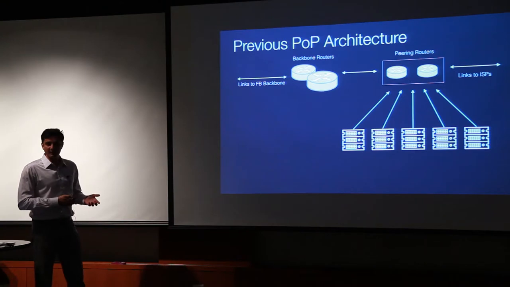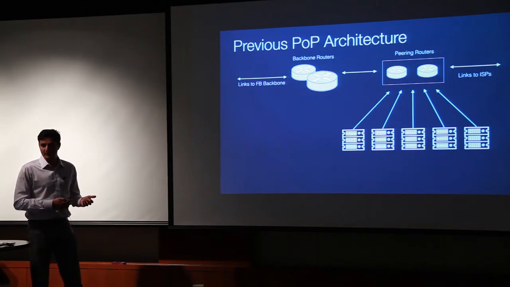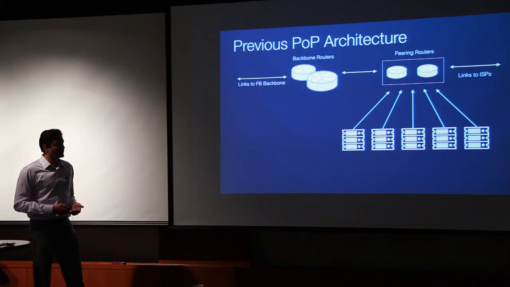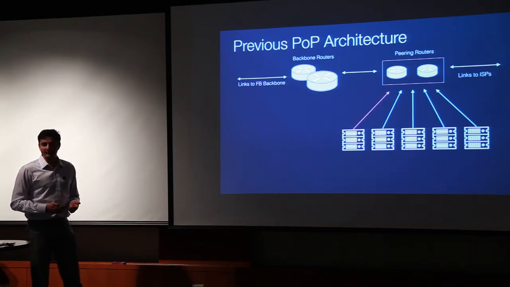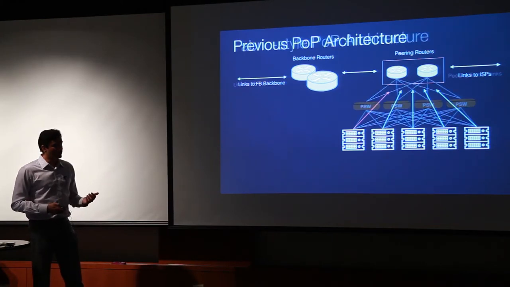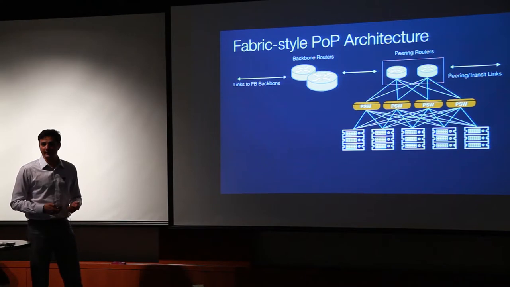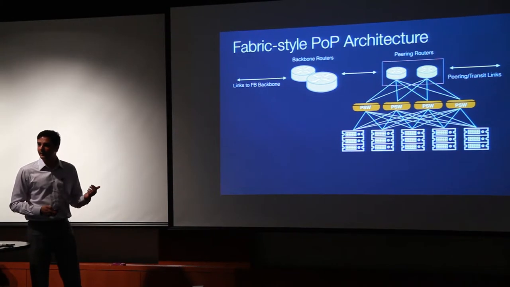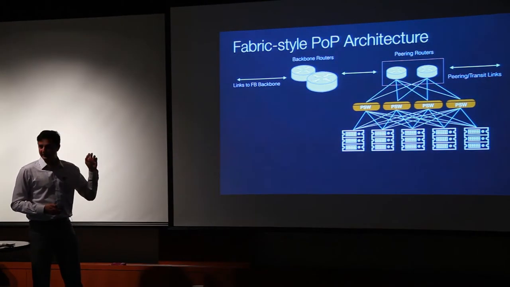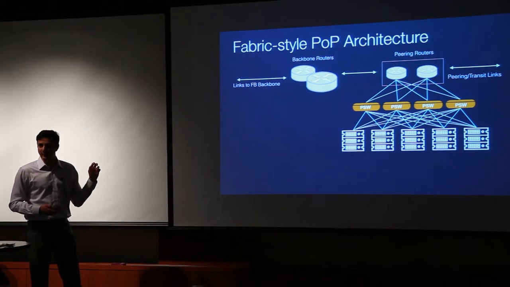The problem here is fairly simple. We have different bottlenecks here, which we try to eliminate. To give you an example of a bottleneck, the uplink from the top of rack switch to the router was one that was holding us back. So we replaced that with a layer of these fabric switches, which basically eliminates that uplink bottleneck. And it also gives us east-west capacity between racks.